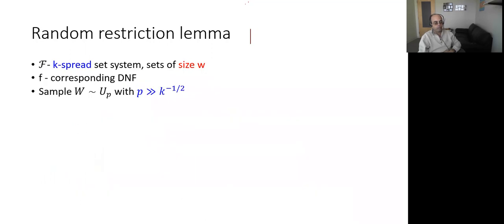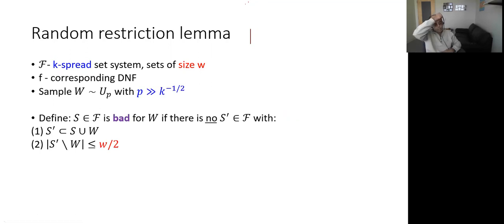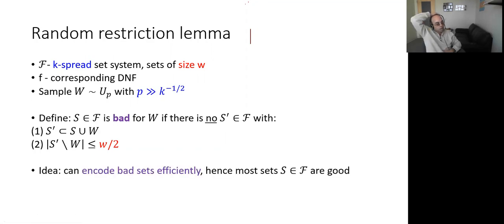So let's do that. Here's the setup. Concretely, if you want to reduce from W to W over 2, you need p to be something like 1 over root k. It doesn't really matter. So we say a term or a set in F is bad if it doesn't simplify, meaning there is no S prime with these properties. We're going to prove that most sets are good and only few sets are bad. How do we do that? We use an encoding argument, to show that bad sets can be encoded efficiently, and hence most sets are good. That's going to be inspired by similar encoding arguments, like those used by Razborov and Beame, to give alternative proofs of the switching lemma.